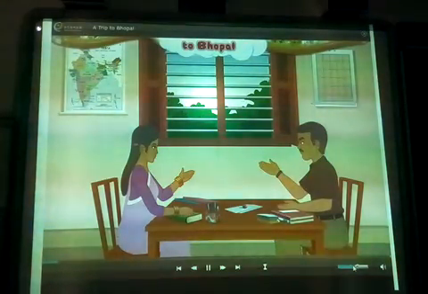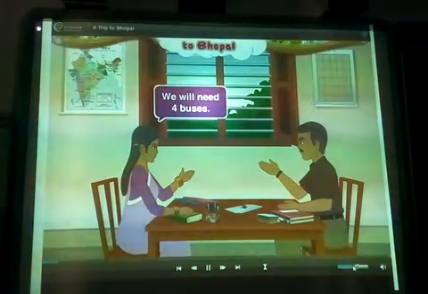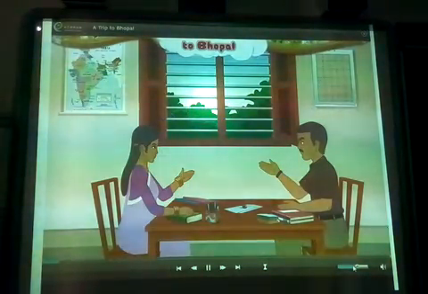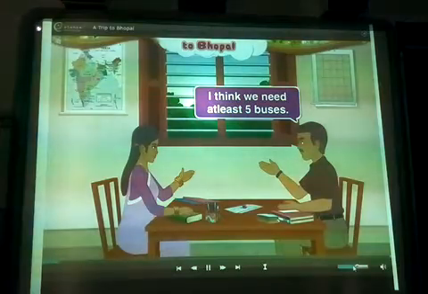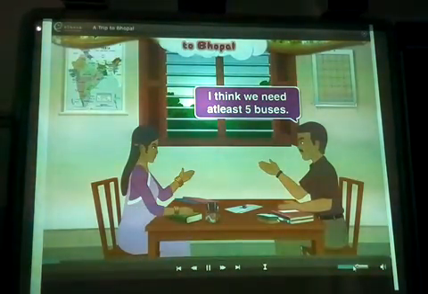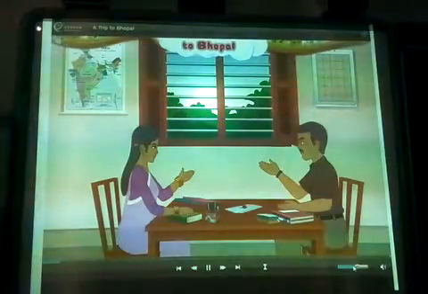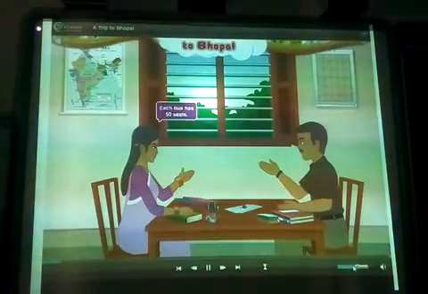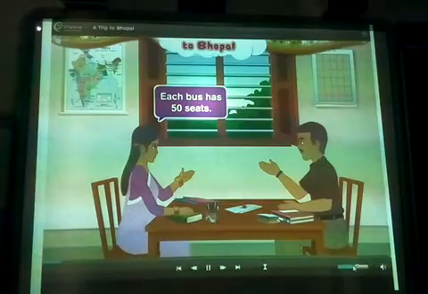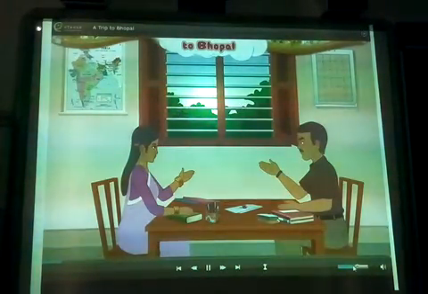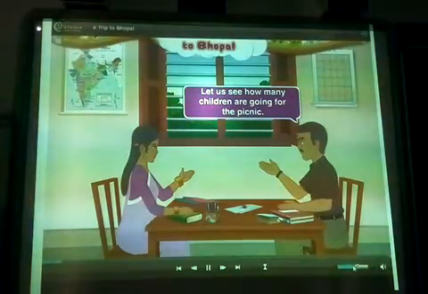Miss Meenakshi says, "We will need 4 buses." And Mr. Rakesh says, "I think we need at least 5 buses." Miss Meenakshi replies, "Each bus has 50 seats." Mr. Rakesh says, "Let us see how many children are going for the picnic."